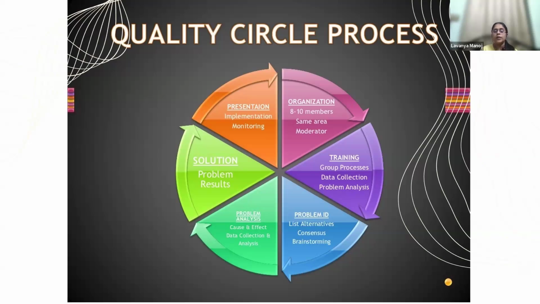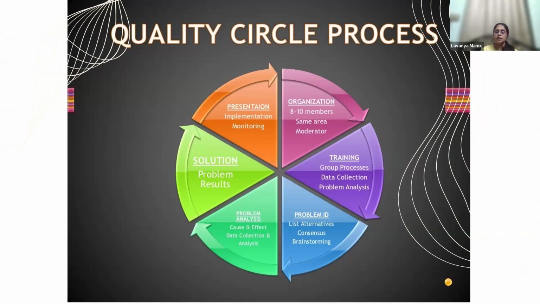And once the problem has been identified, they will do an analysis. How can they rectify the problem? That is, how can they find the solution to the problem? Once that is done, they take that solution to that particular machine or that particular employee, apply the solution, implement it, and monitor the process. So this is the quality circle process.